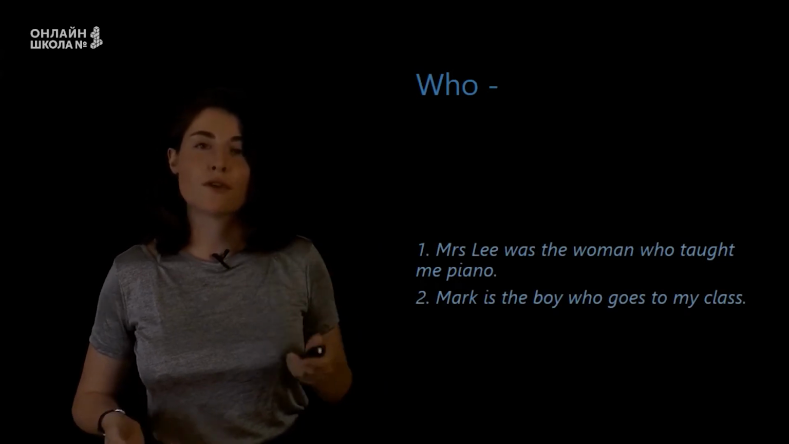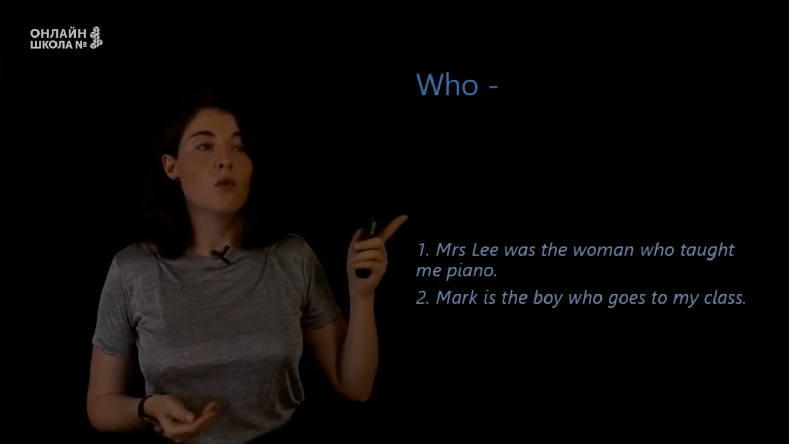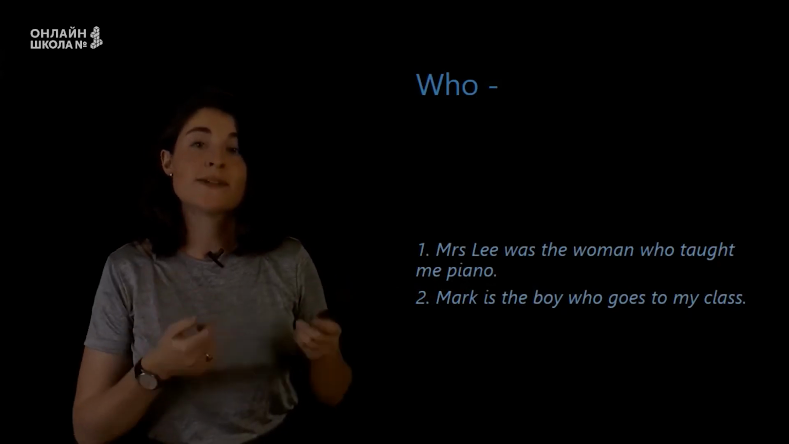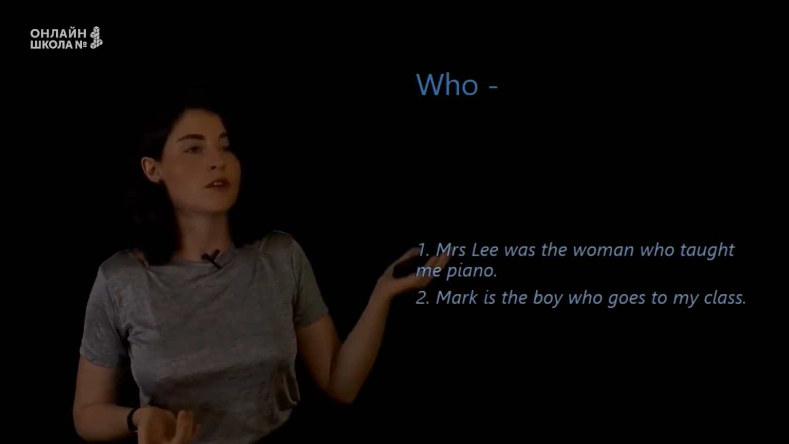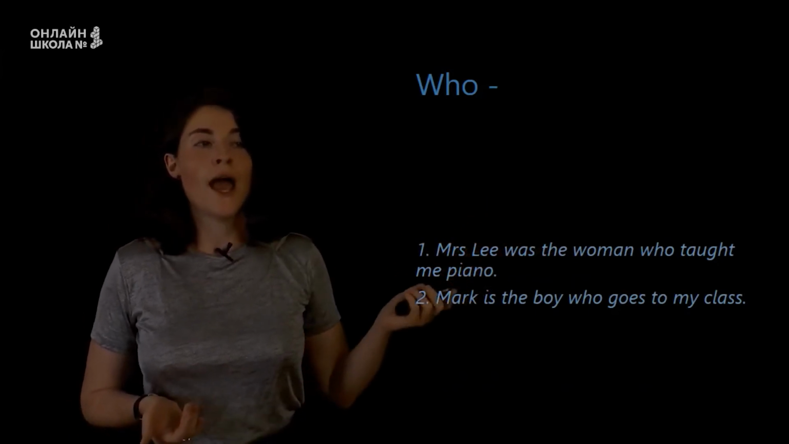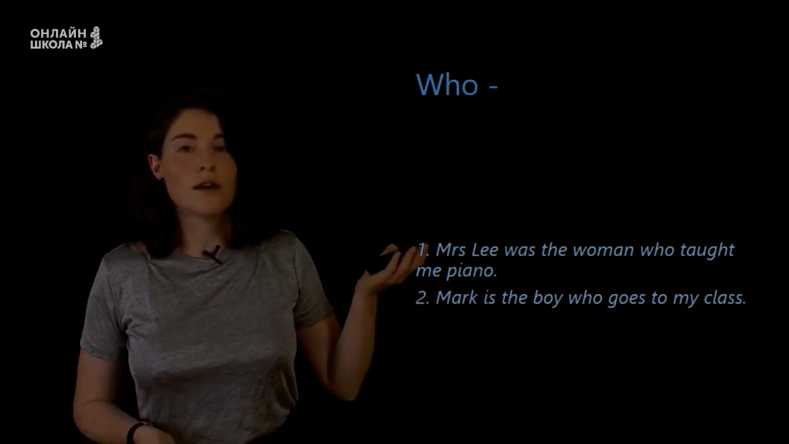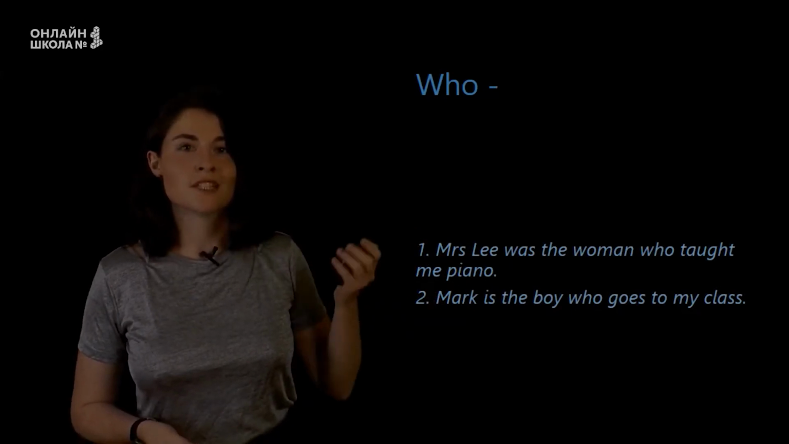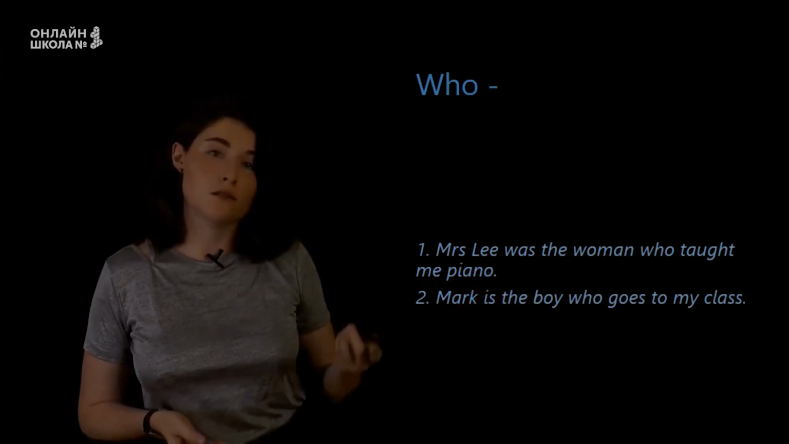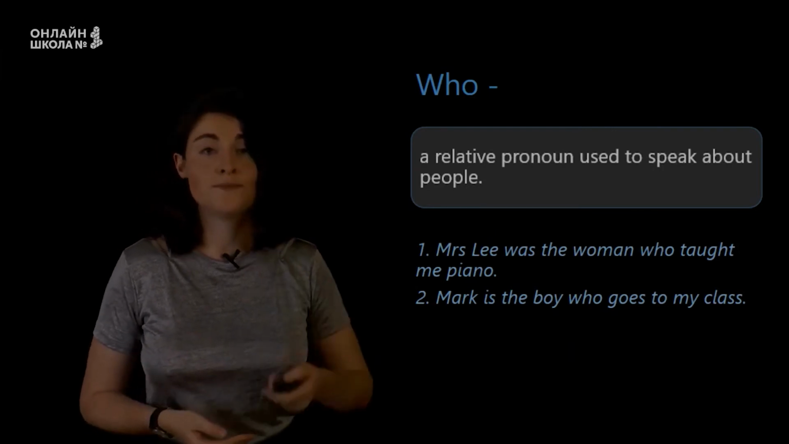So, the first relative pronoun is who. Let's look at these examples. Mrs. Lee was the woman who taught me piano, and Mark is the boy who goes to my class. О ком мы говорим в данном предложении? В первом случае мы говорим о Mrs. Lee, the woman, и во втором, Mark, or the boy. Что общего между этими двумя словами, да, скажем так. Эти оба слова woman and boy обозначают людей. So, we use the pronoun who when we speak about people.